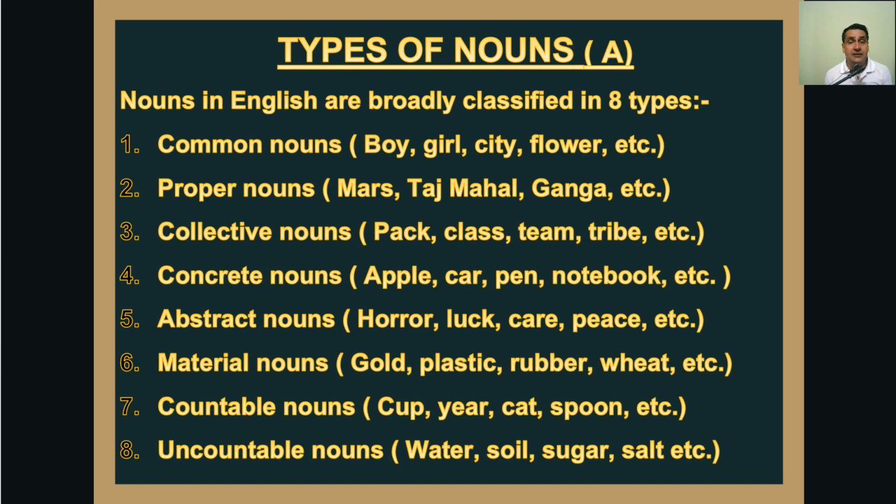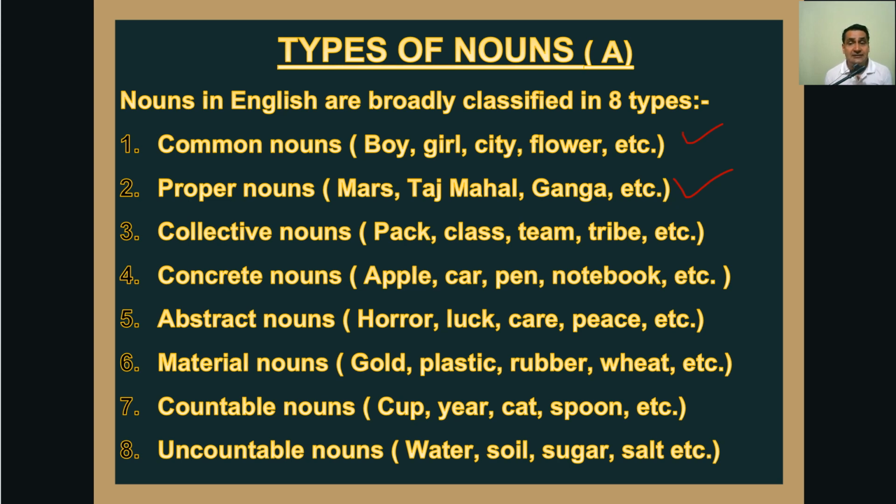Now, looking at the types of nouns. Nouns in English are broadly classified into 8 types. Some common nouns, like we have boy, girl, city, could be any city, could be any flower, and could be any boy or any girl. Common nouns. Then we have proper nouns. So these are specific, unique, like Mars, Taj Mahal, Ganga.